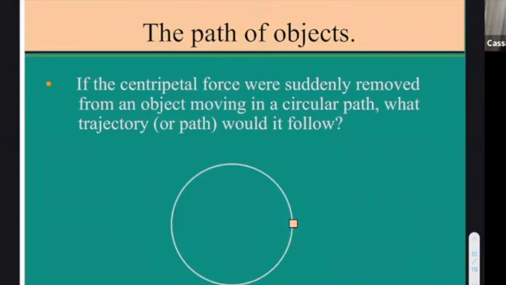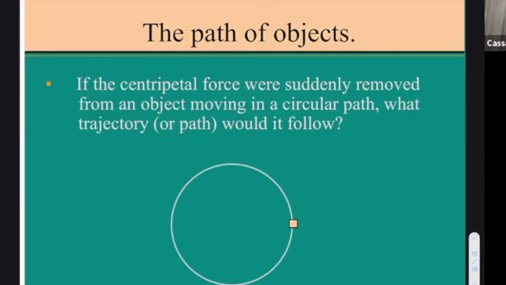Okay. So if the centripetal force were suddenly removed from an object moving in a circular path, what trajectory or path would it follow? So think about this object that's here on this path. Basically what we're saying is you're swinging an object, and then all of a sudden you let go at a certain point in the circular path. Would this object continue going in a circle? Would it have a curved trajectory since it's been going in a circle? Would it shoot straight off? Would it defy logic and go backwards?